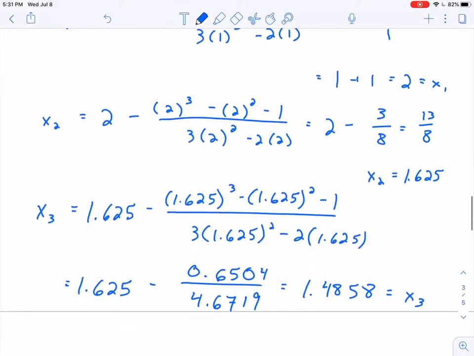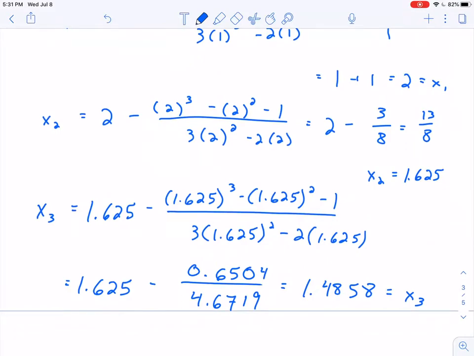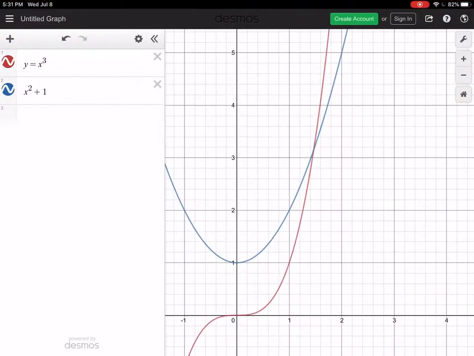So our last approximation, 1.4858, let's actually see what Desmos gives us here. We have 1.466, so that's pretty close. Again, within 2 decimal places, it looks like. That is fairly accurate, I would say.